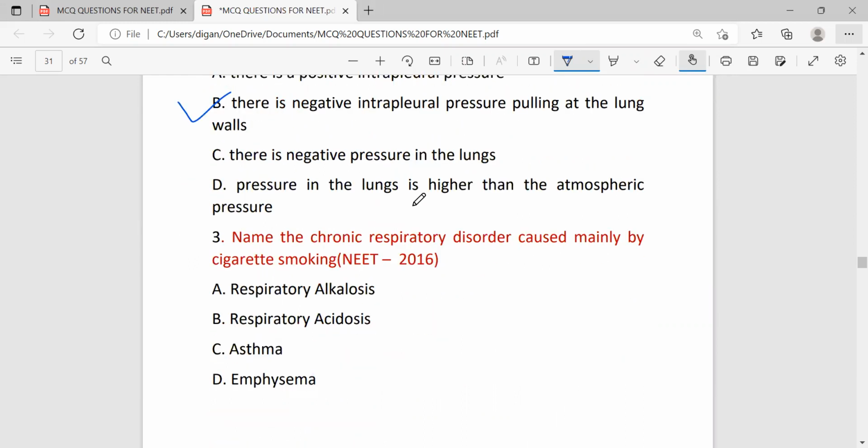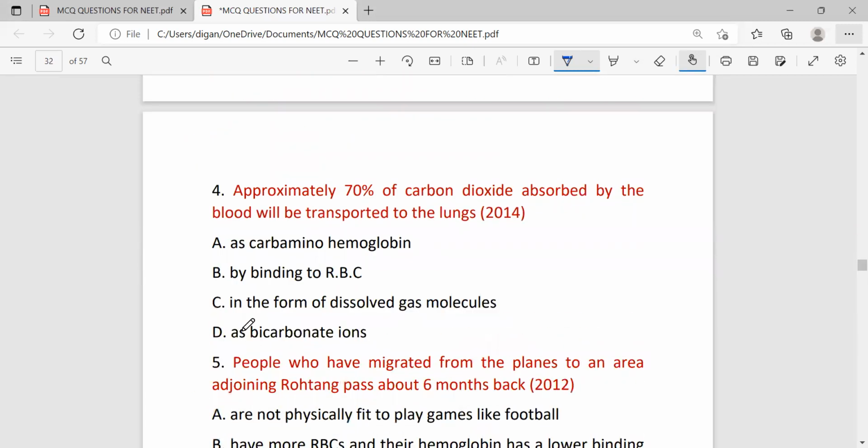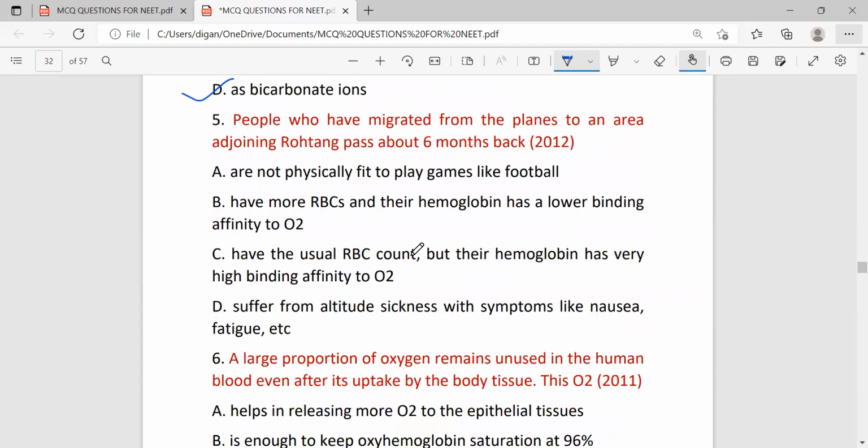Question number 3. Name the chronic respiratory disorder caused mainly by cigarette smoking, and the correct option is option D. Next, question number 4. Approximately 70% of carbon dioxide absorbed by the blood will be transported to the lungs. Four options are given, and the correct option for question number 4 is D, that is as bicarbonate ions.